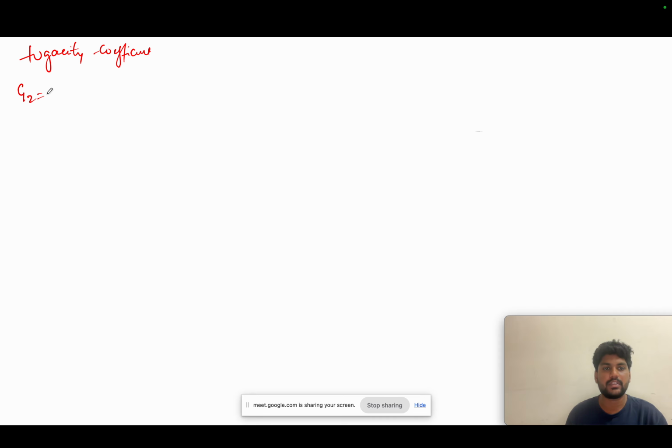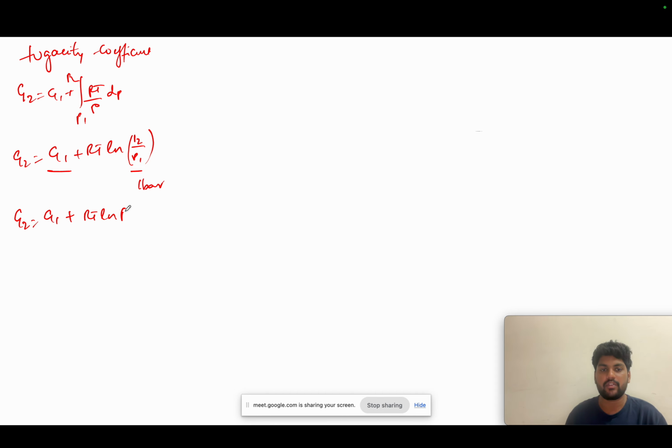So just now we discussed that G2 equal to G1 plus the integration from P1 to P2 of RT by P dP. This will give G2 equal to G1 plus RT ln of P2 by P1. Just assume that P1 we have taken as the initial condition, which will be 1 bar. If it is 1 bar, then this equation will go as ln of P2 only. But to get equal terms, there is one value which is 1, so that this will be unitless.